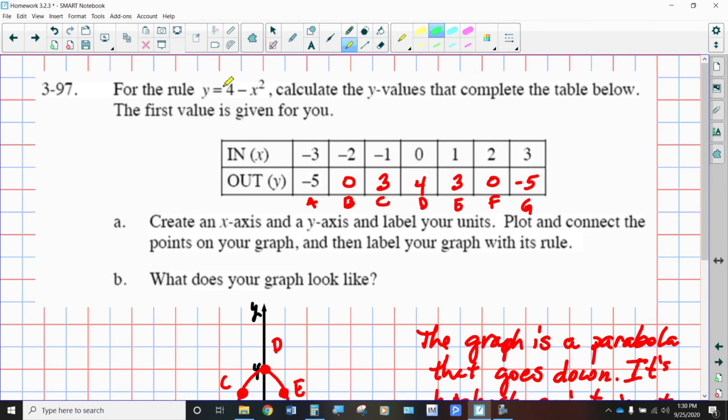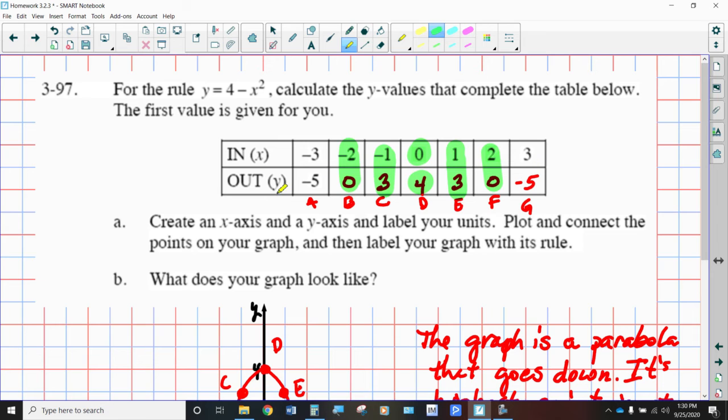All right, the rule is y equals 4 minus x squared, calculate the y values. All right, so here we have, let's start with 0. 4 minus 0 squared is 4 minus 0, so your answer is going to be 4. 4 minus 1 squared is 4 minus 1, so your answer is going to be 3. 4 minus 2 squared is going to be 4 minus 4, so your answer is 0. And you notice that when you square the -1, you get 1, just like you had here, so you get the same answer here and the same answer there.